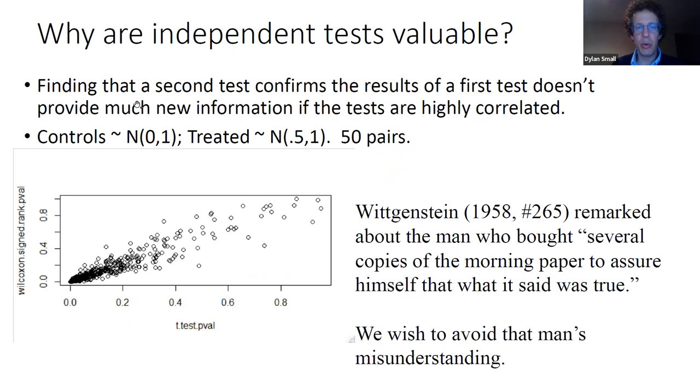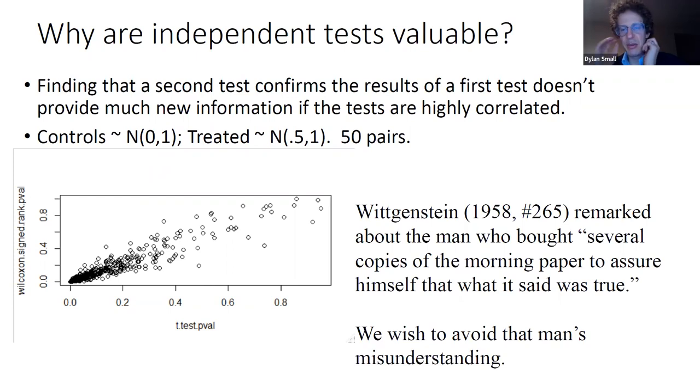Okay, so first of all, let me say a little bit more about why independent tests are valuable. Finding a second test that confirms the result of a first test doesn't provide much new information if the tests are highly correlated. For example, let's say you have an effect size of a half, and 50 pairs, and you do the t-test and the Wilcoxon signed rank test. You see the p-values are highly correlated. So if I tell you a t-test is significant, and then I tell you the Wilcoxon signed rank test is significant, you haven't really learned a lot of new information. It's nice to know that the results are robust, but it's no big surprise.